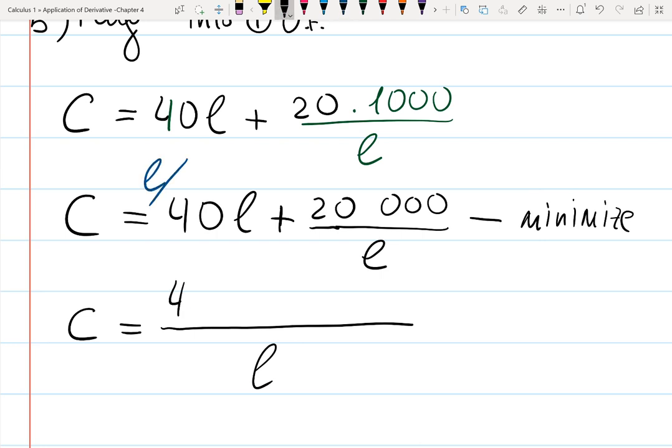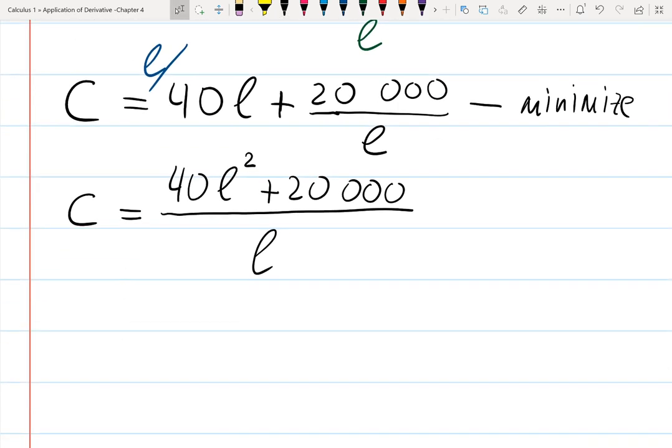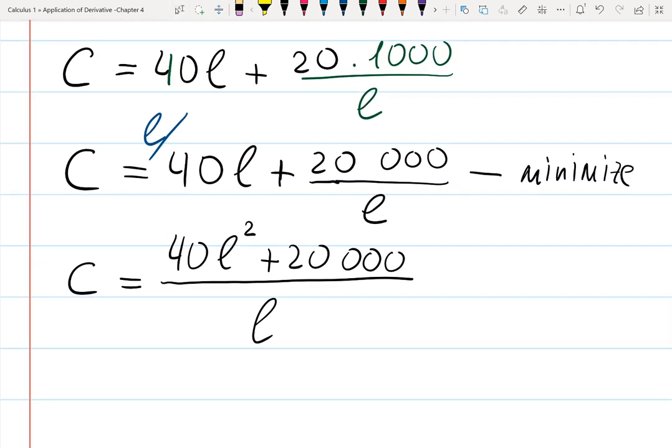Multiplying by L, this first piece becomes 40L squared plus 20 thousand, and that's my C. And now when I'm going to be finding the derivative, I will be using here quotient rule. Oh, I can see actually it's not very convenient. Okay, create common denominator later, taking my words back.